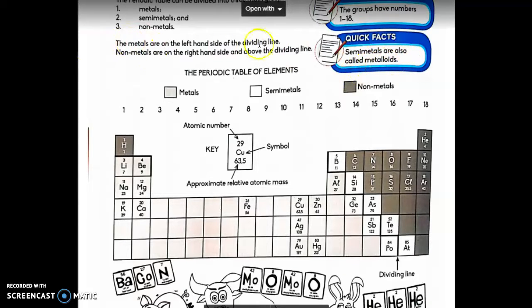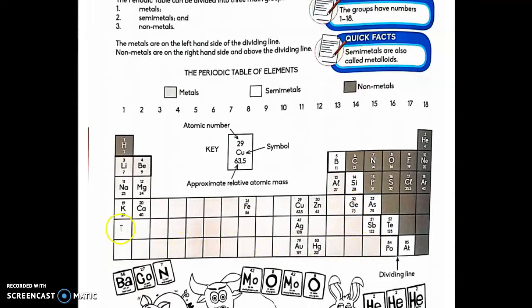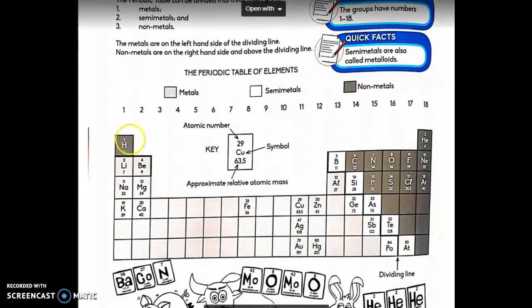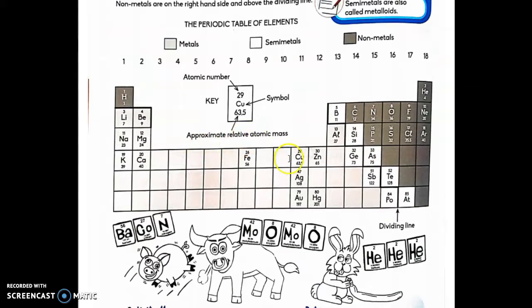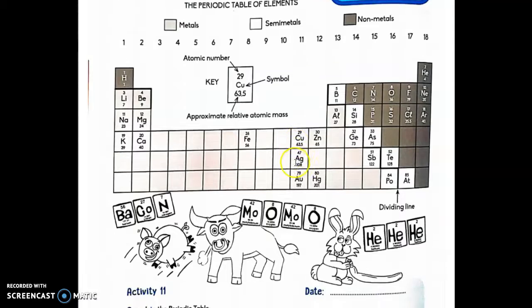The metals are on the left-hand side of the dividing line, and non-metals are on the right-hand side of and above the dividing line. So these are all metals. These are all semi-metals, and these are all non-metals, including Mr. Oxygen over there. So, like we said, we have the atomic number at the top, the symbol of the metal, and then the approximate relative atomic mass there at the bottom.